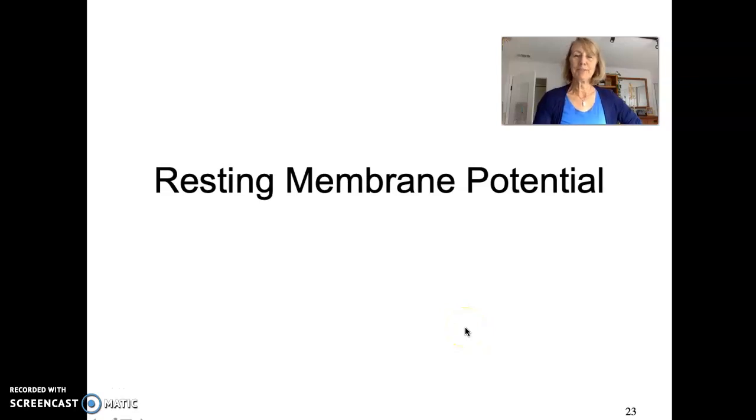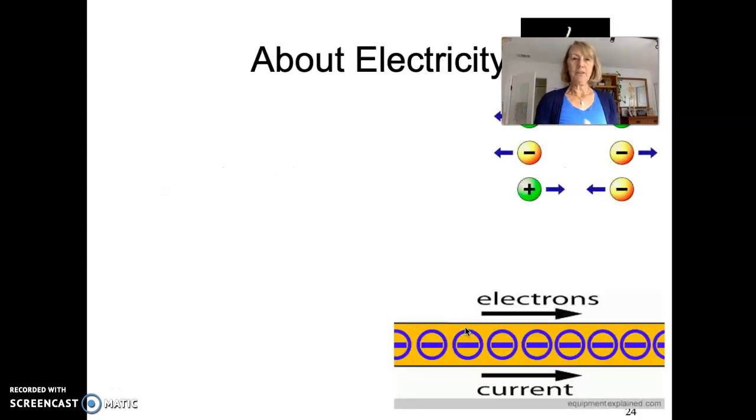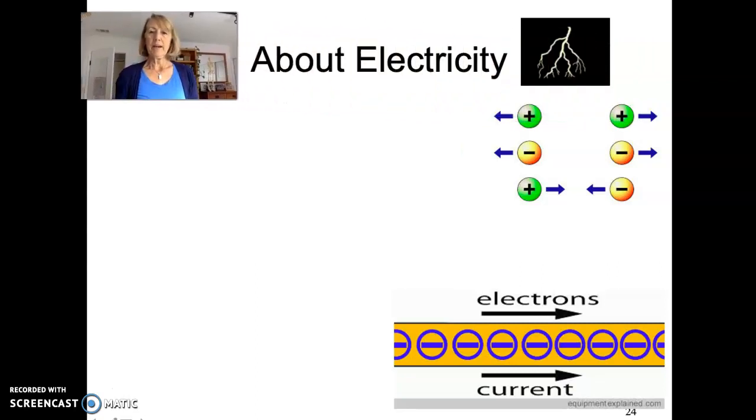Hi, all of you, and welcome to resting membrane potential. That's it. So we're going to differentiate, right? When the potential is a resting one and when it is an action potential in a neuron. But the first thing we want to look at is a little bit about electricity.